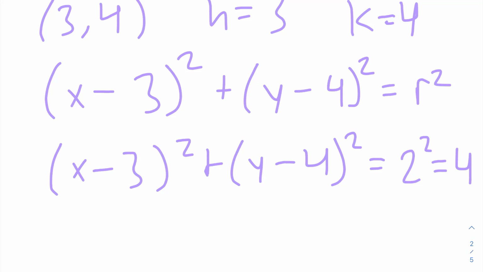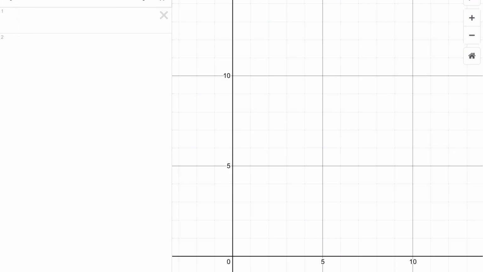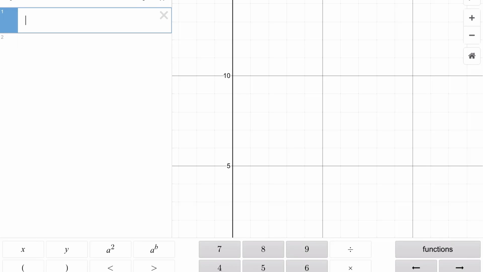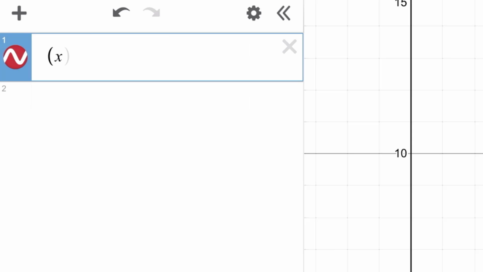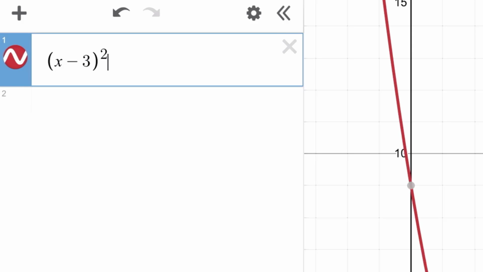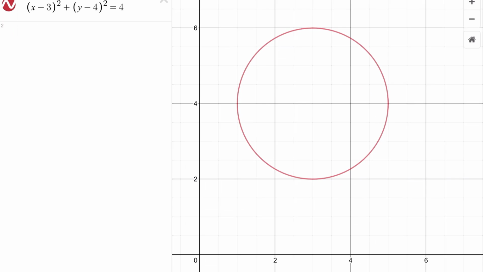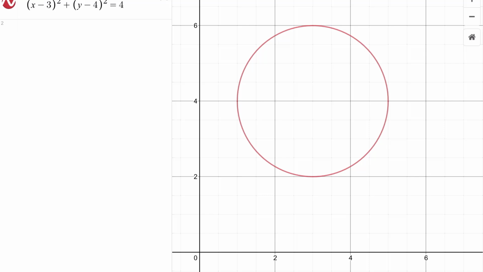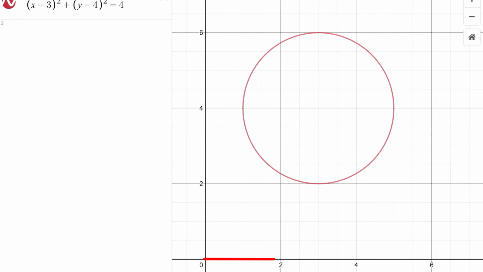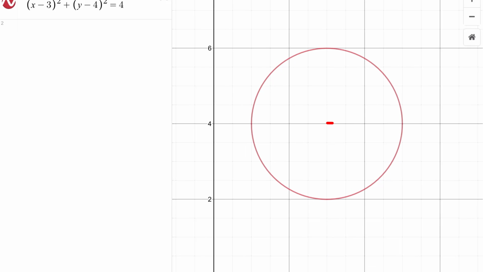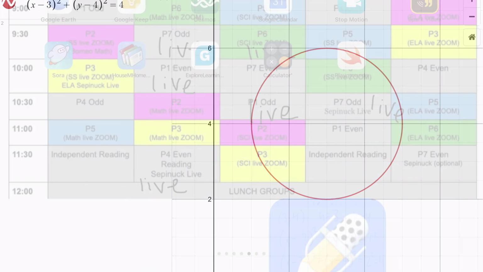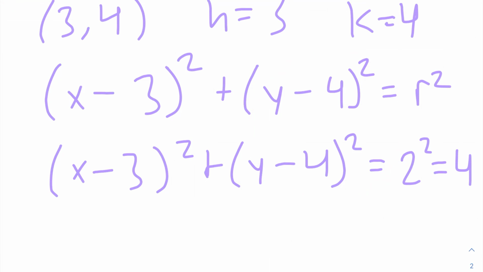Now let's go check if this equation is correct. Okay, so now we're on Desmos, which is a graphing app. And we're going to graph our equation. (x - 3)² + (y - 4)² = 4. And we see that this is indeed a circle with a center at (3, 4). We go 3 to the right and 4 up, and it has radius 2. So let's move on to the next question.